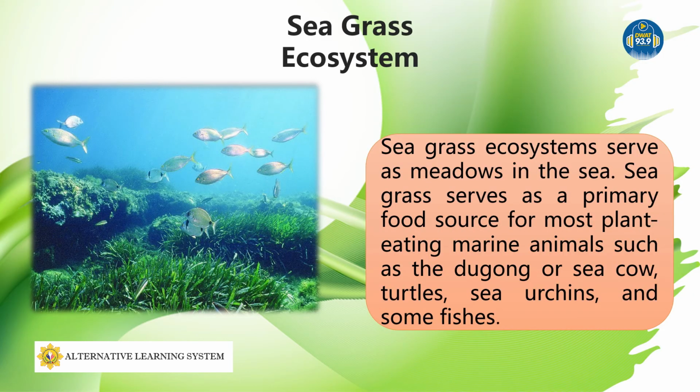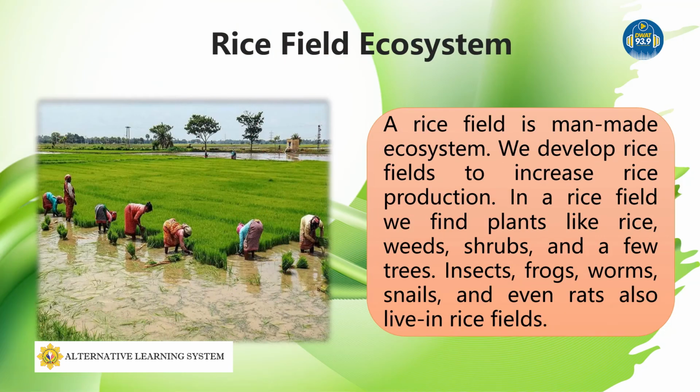Seagrass ecosystem. Seagrass ecosystems serve as meadows in the sea. Seagrass serves as primary food source for most plant-eating marine animals such as the dugong or sea cow, turtles, sea urchins, and some fishes. Rice field ecosystem.